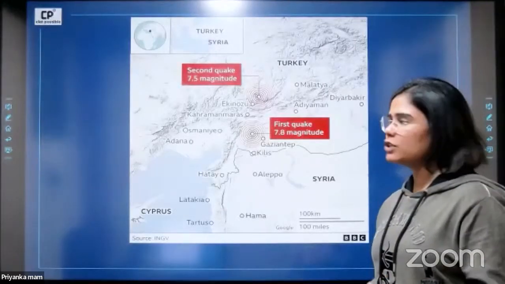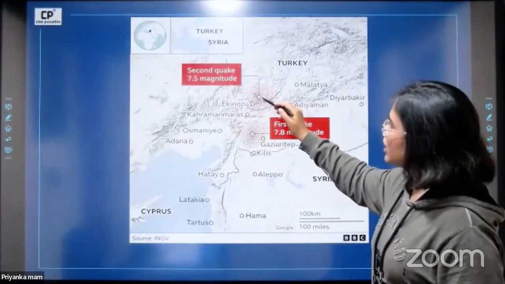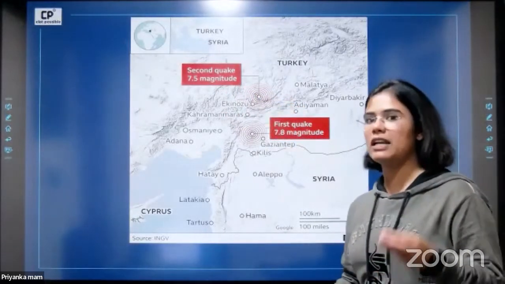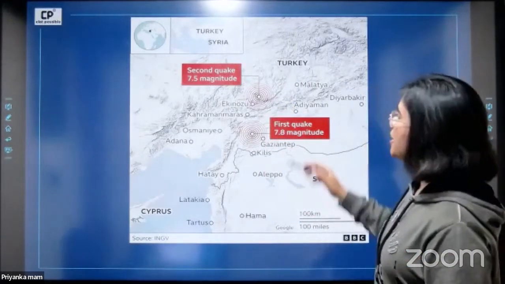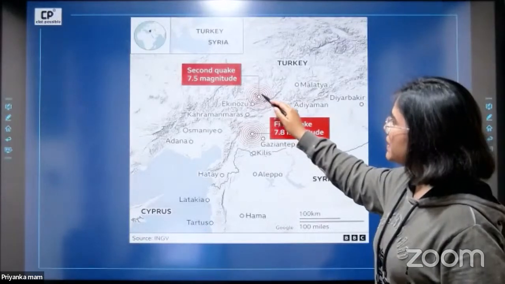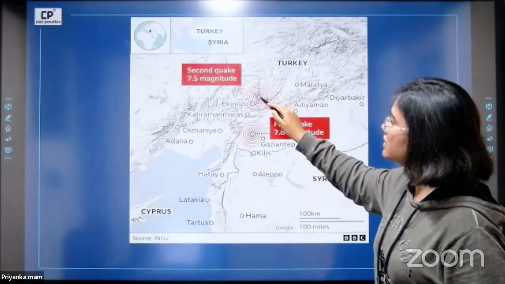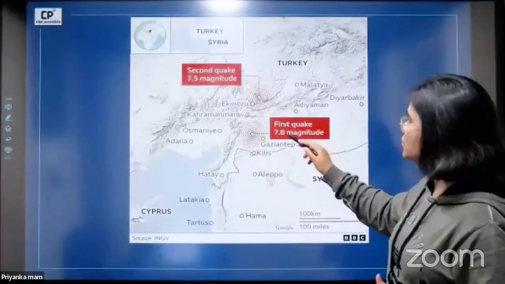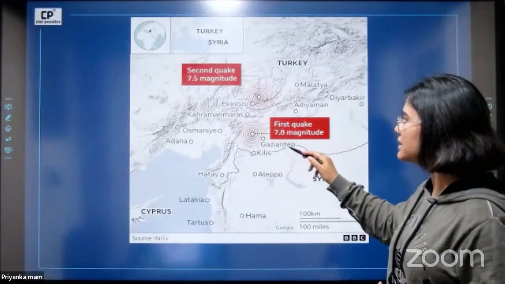So what we are talking about is, there was a 7.5 magnitude. Now you're looking at these concentric circles, right? And there is something called hypocenter and epicenter, and we'll get down to that. But these concentric circles basically are telling you where these waves are going and where it is originating on the Earth's surface. So the very first one was a 7.8 magnitude next to a province called Gaziantep.